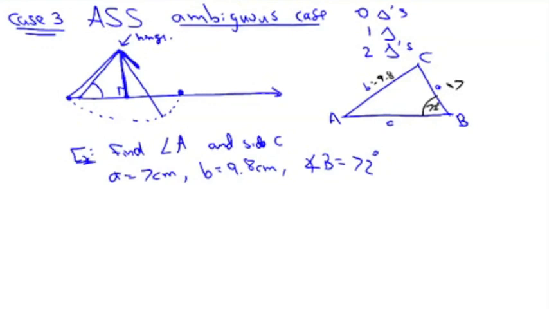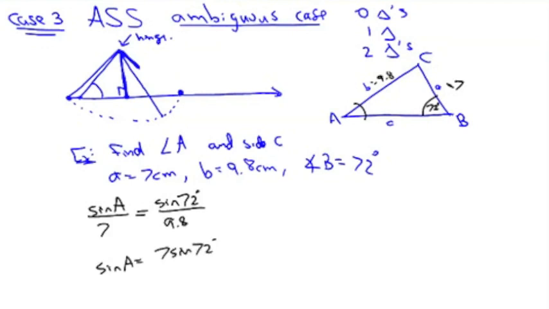Well, 72 is across from the 9.8, and 7 is across from A. So we need to go looking for A first. So, sine of A on top, little a on the bottom, 7. Sine of B, in this case 72, and b on the bottom, 9.8. Now, when you solve for A, you have to get rid of the sine. So eventually, sine inverse. So we get sine of A is equal to 7 sine of 72 degrees over 9.8.